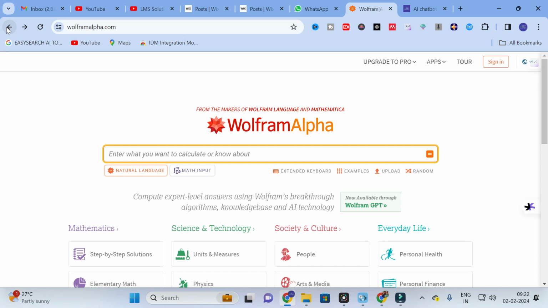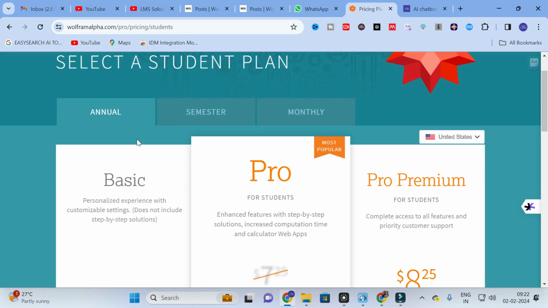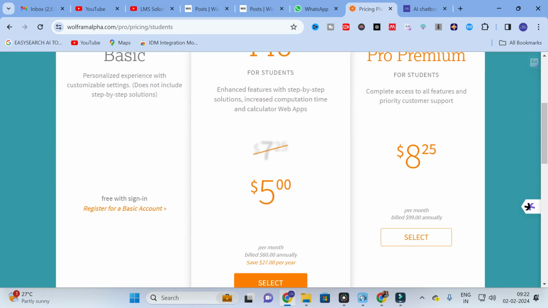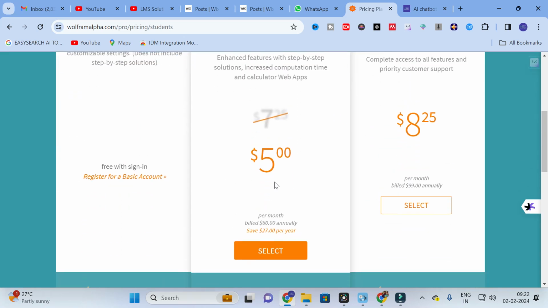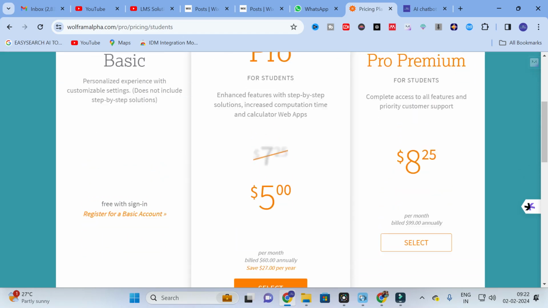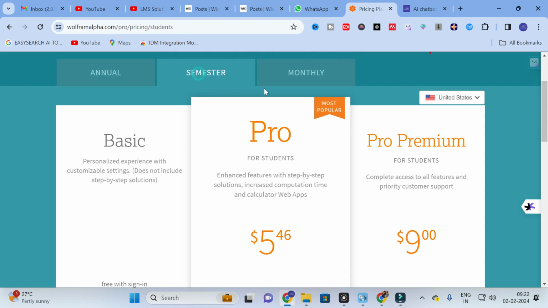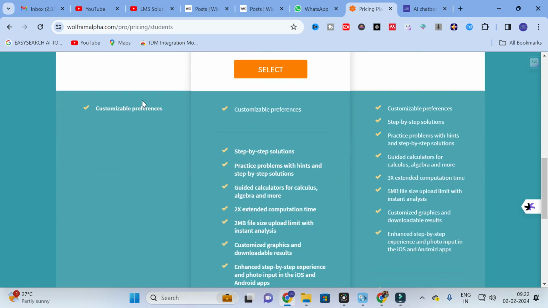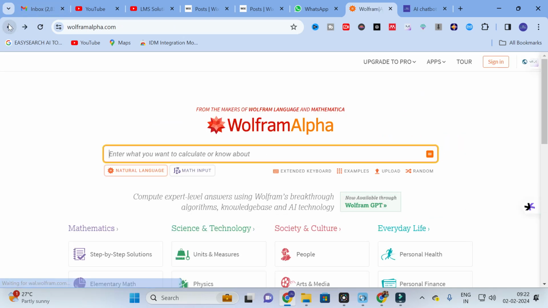So this is all about this Wolframalpha. So as far as this pro plan is concerned, so for students I am going to click this one. So $5, that is just $5 per month. And pro premium, so you can see it is $99 per month. So it's for semester plan and it's for monthly plan. So whatever the plan you want, you can choose. So you can access unlimited data and you can analyze unlimited data from this Wolframalpha.